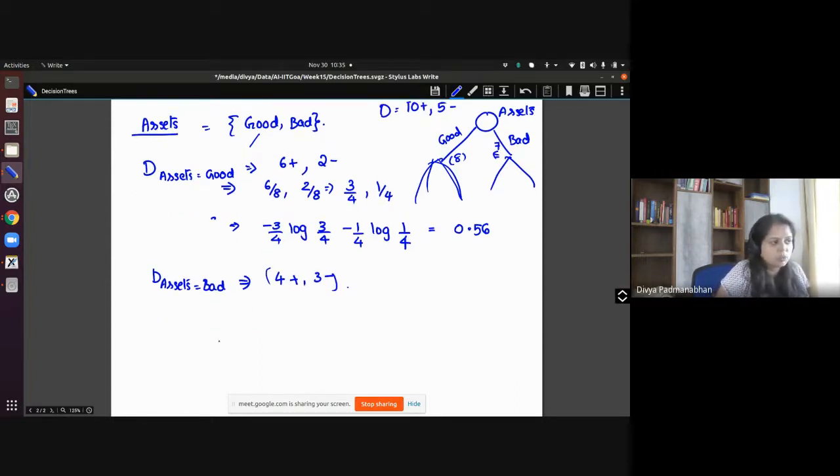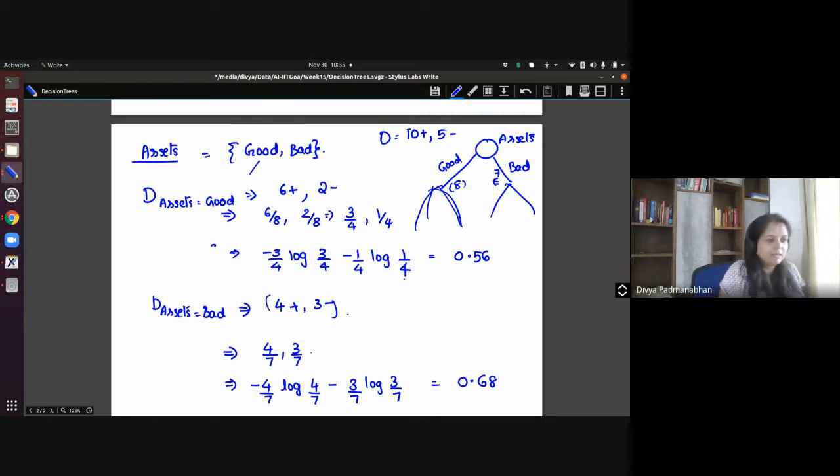So what about assets equal to bad? Here the probabilities are 4 by 7 and 3 by 7. So what's the entropy? 0.68. 0.68? Yes, ma'am. Okay, right.